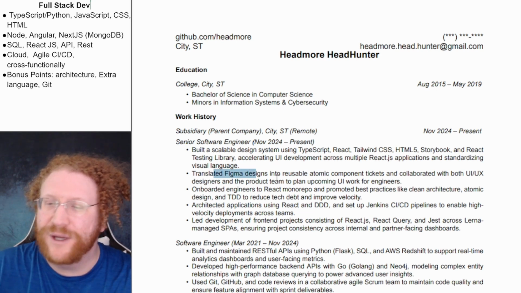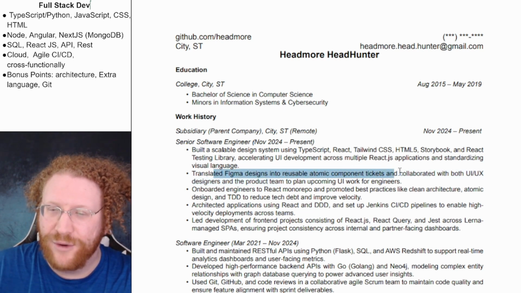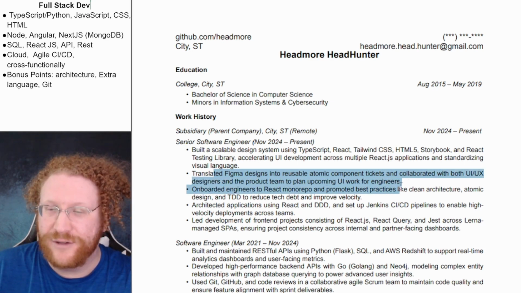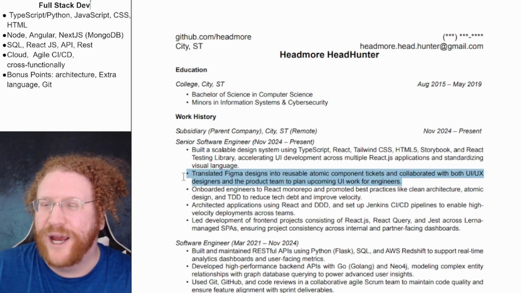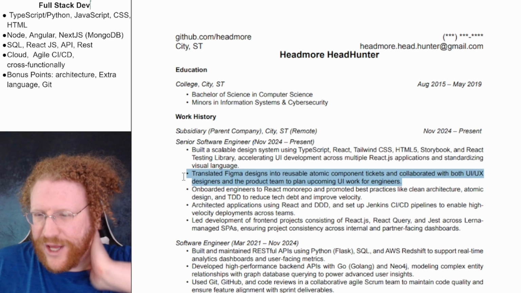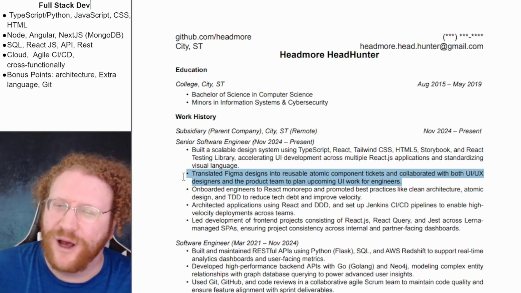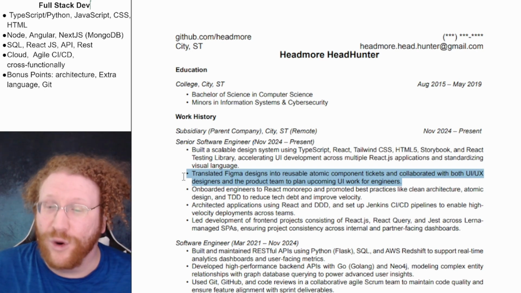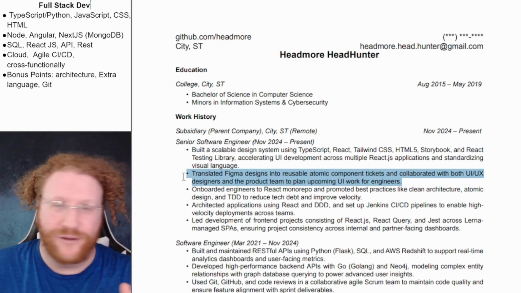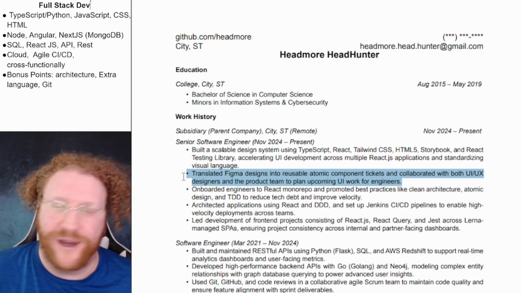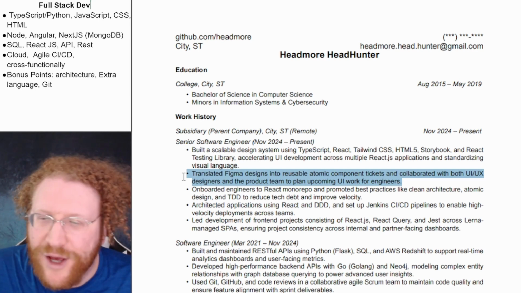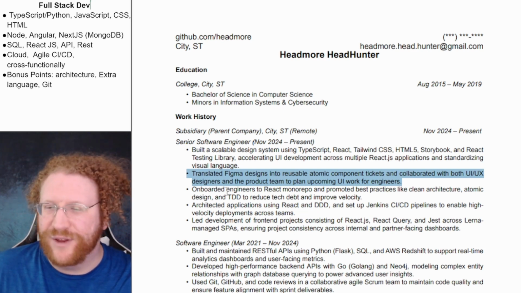Then translated Figma designs into reusable atomic component tickets. This is a little technical, and collaborated with both UI UX designers and product teams to plan. So this is not terrible, but I would like you to be able to put in a keyword here, right? Like, instead of translated Figma designs into atomic components, maybe worked with our UI UX designers to create components in, I don't know, Angular, which I translated from Figma or whatever. So you want almost everything to have a keyword.